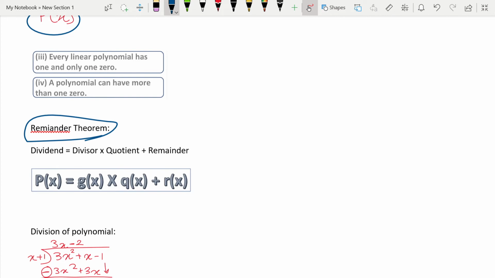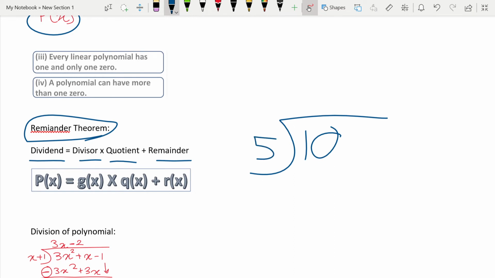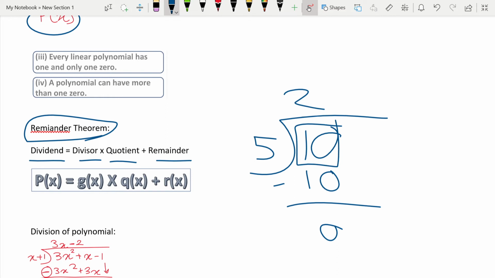As we have learned in smaller classes, dividend is equal to divisor times quotient plus remainder. How does that work? Simple. Let's take 10 divided by 5. 5 times 2 is 10, so we do minus 10 and we've got 0. So the dividend, meaning 10, is equal to divisor 5 times 2 plus 0. 5 times 2 is 10, plus 0 is 10. So that's our theorem right there.